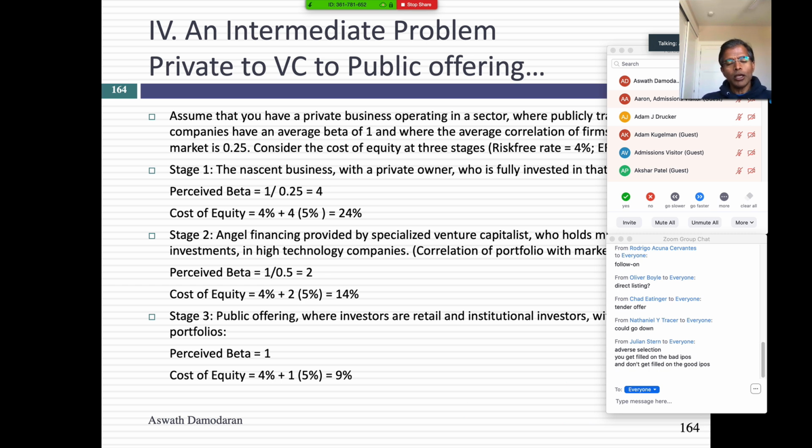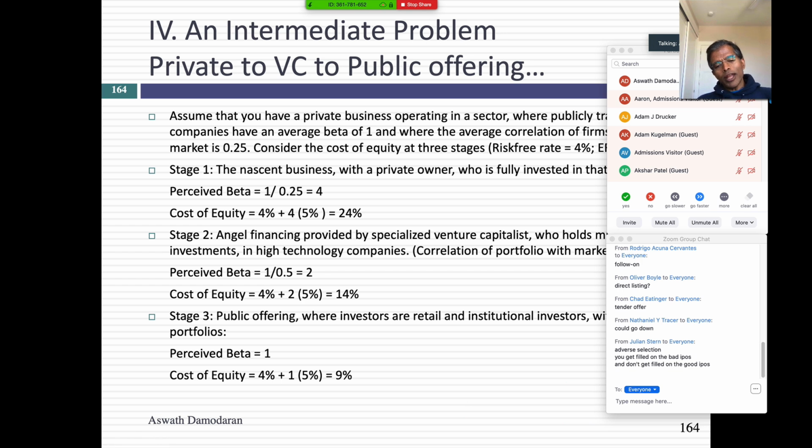You have a startup. Let's say you're a private owner. You're the only person supplying equity. You're completely undiversified. Remember, we use a total beta based on your R squared. Because you're completely undiversified, I'm going to use the correlation of that sector. So you have a total beta of 4 and your cost of equity is 24%.